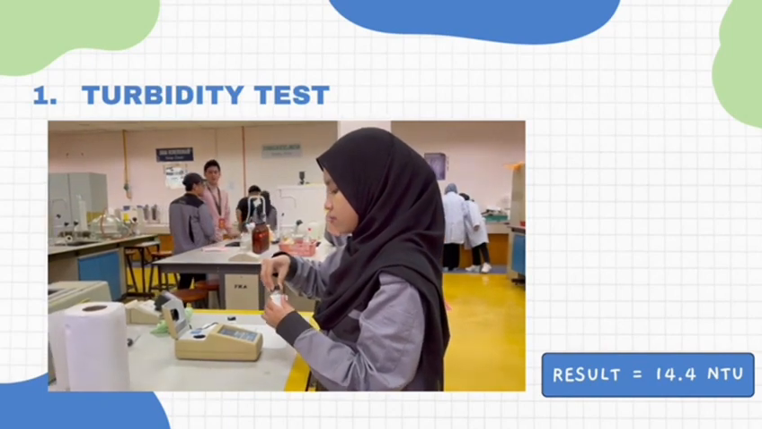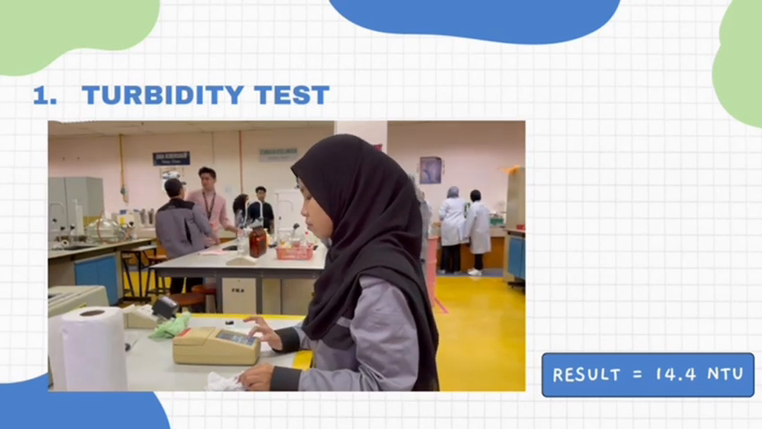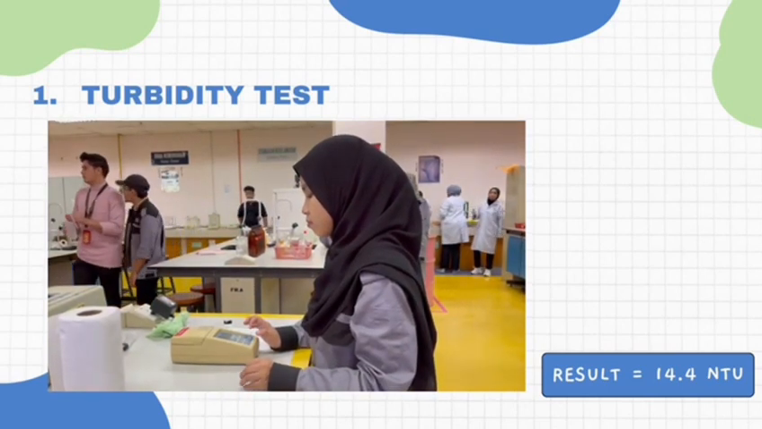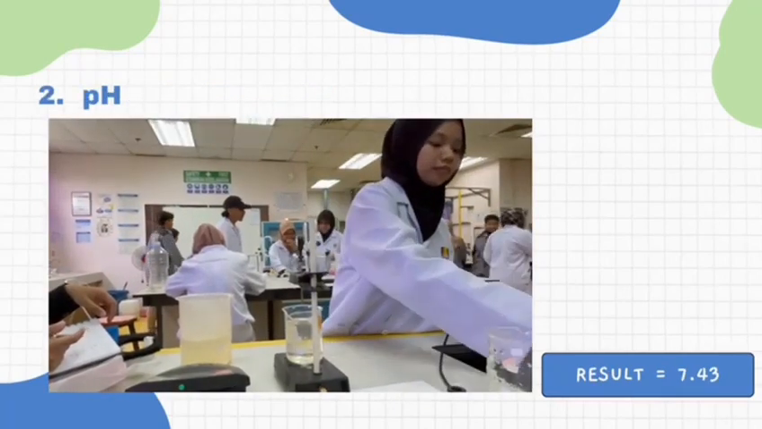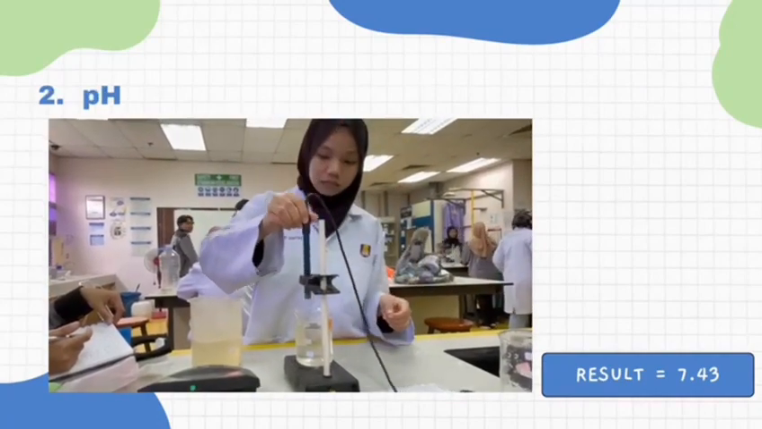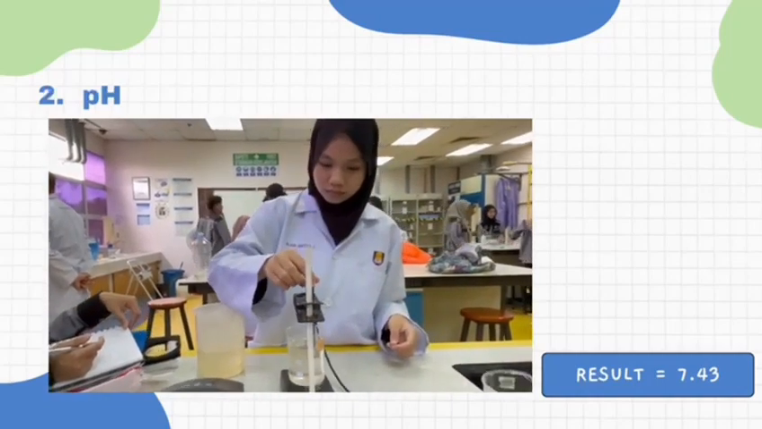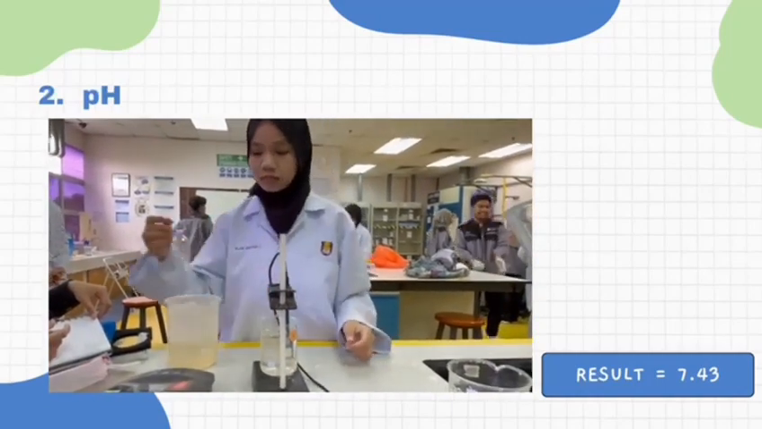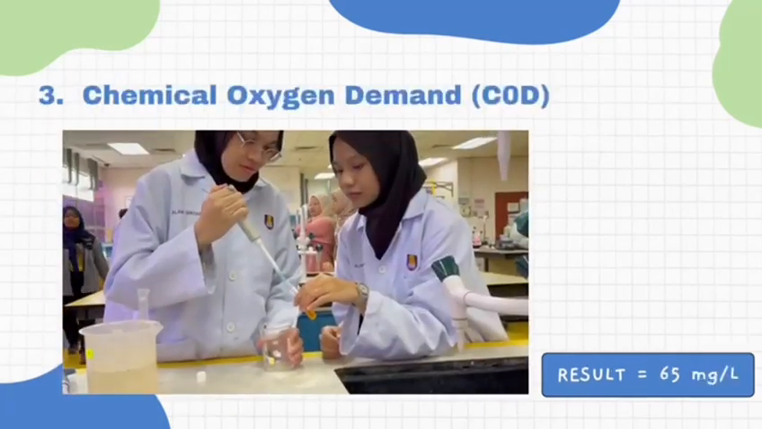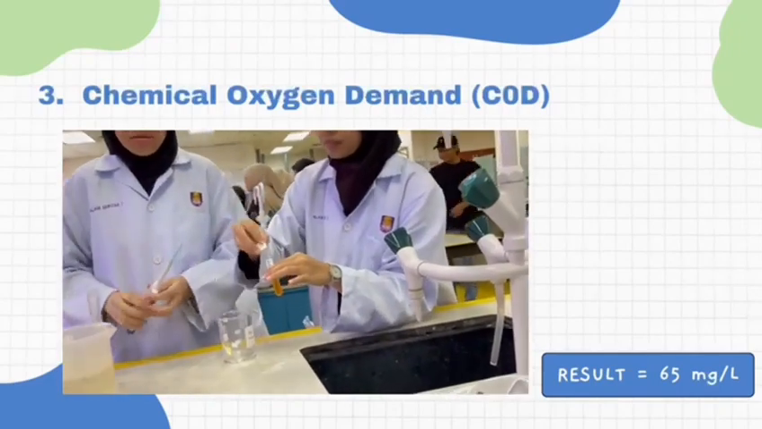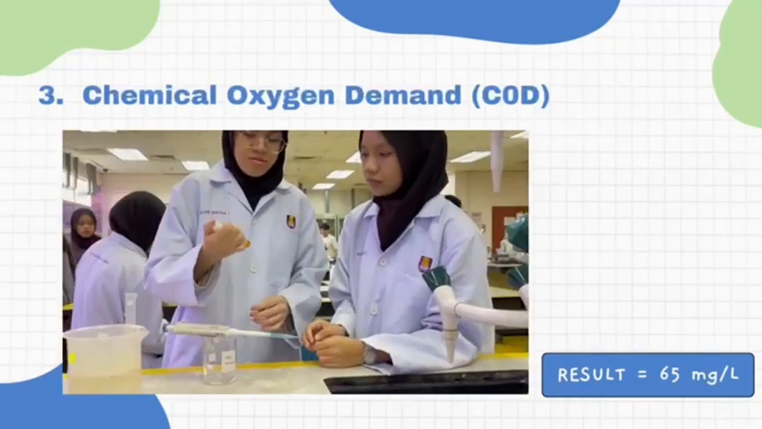Turbidity test is the first pre-treatment test we conducted, and the result we obtained 14.4 NTU. Next is pH test, and the result we obtained is 7.43. So the water sample we obtained before purify can be classified as neutral. Chemical oxygen demand is the last pre-treatment test. For this test, we selected for low range, and the result we obtained is 65 mg per liter.